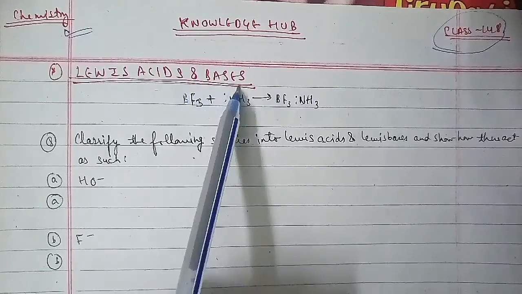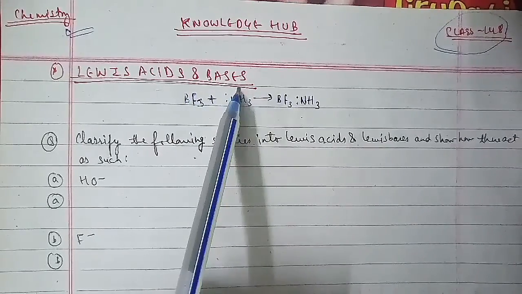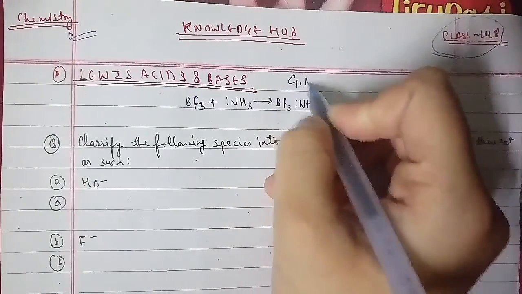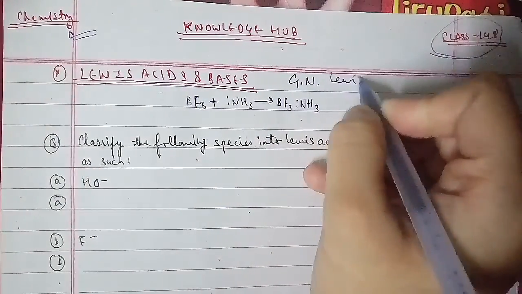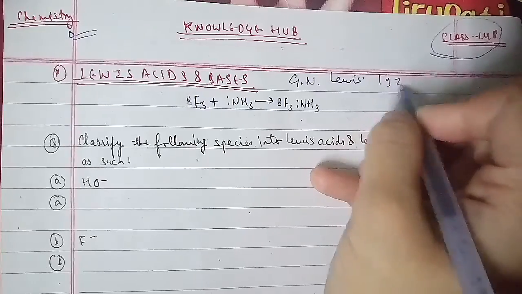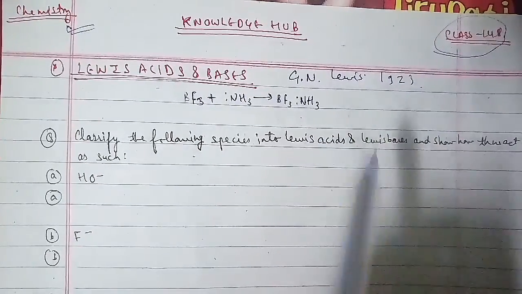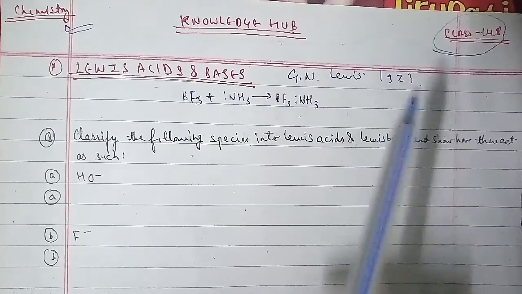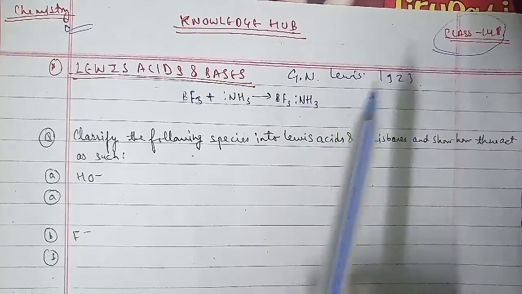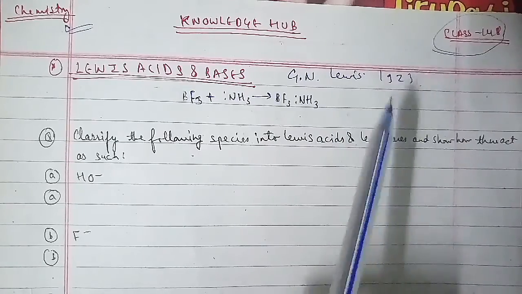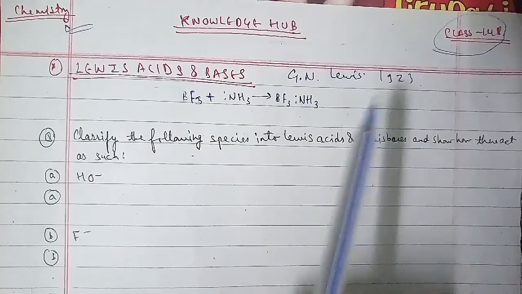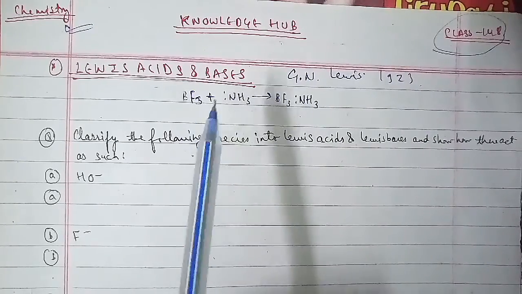In this, G.N. Lewis in 1923 defined an acid as a species which accepts an electron pair, and a base as one which donates an electron pair. As far as bases are concerned, there is not much difference between the Bronsted-Lowry and the Lewis concept, as the base provides a lone pair in both cases.